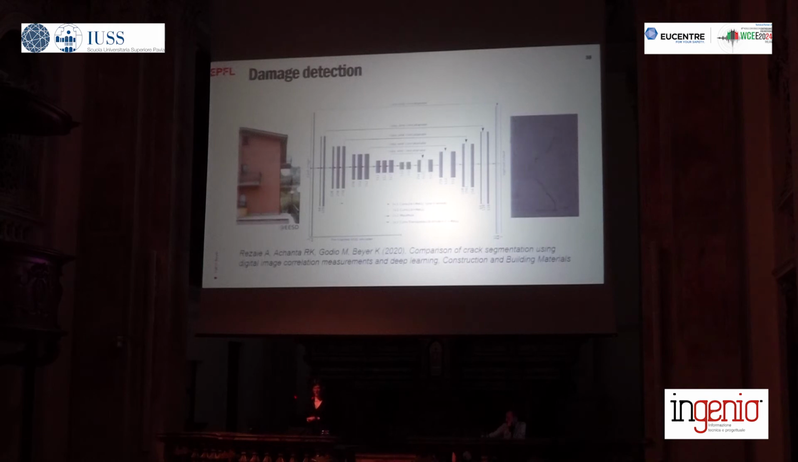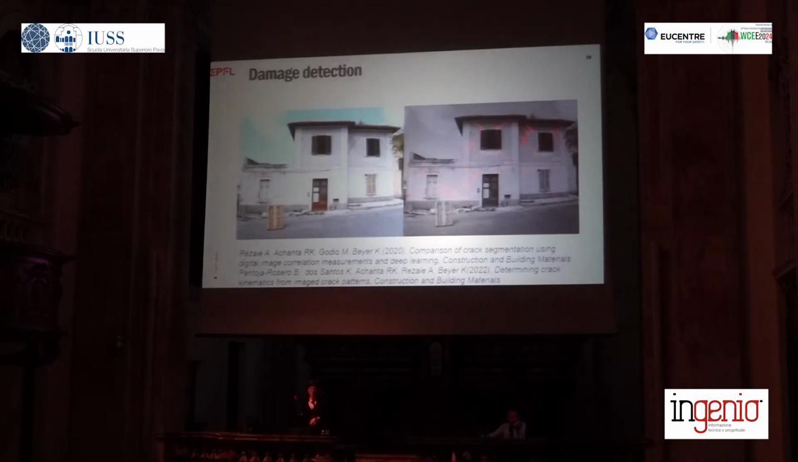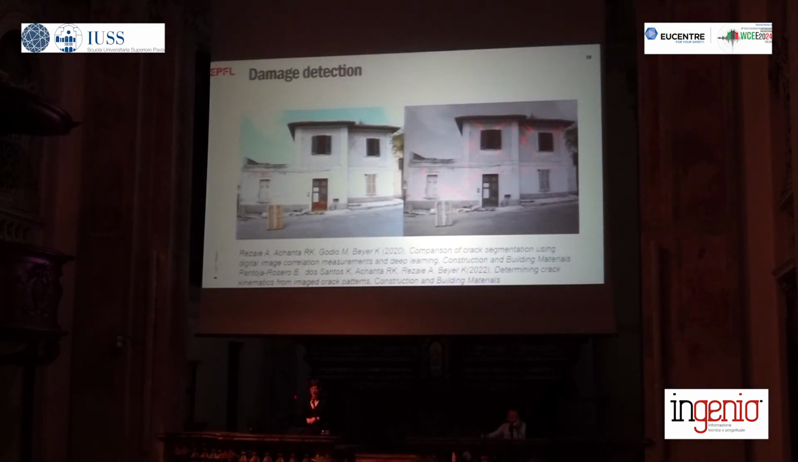For the damage detection, we have done some work using machine learning techniques, convolutional neural networks, and have also benchmarked in particular with regard to digital image correlation results that we obtained in the lab. That allows us to identify the cracks rather well in the building, and then to project them later onto the 3D model. We have also worked a little on identifying the crack kinematics just from images, so that we can easily differentiate between shear cracks, flexural cracks, and mixed mode cracks.